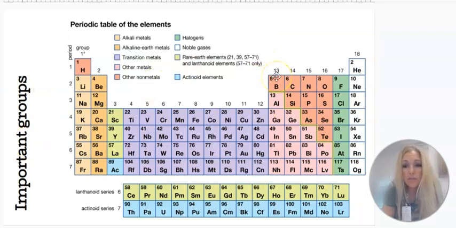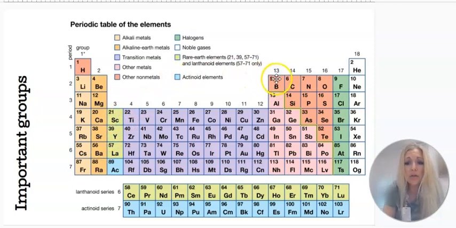All right, so our major groups that you need to be familiar with are the alkali metals in group 1, the alkaline earth metals in group 2. These are metals that are our most reactive metals. Group 1 is going to be more reactive than group 2, typically.